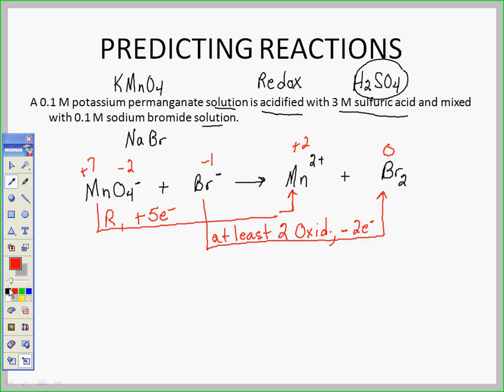Now we can balance those electrons. The lowest whole number ratio between 5 and 10, 2 is 10. So I'm going to multiply that by 2 and this by 5. So I would have a 2 and a 10 and a 2 and a 5.